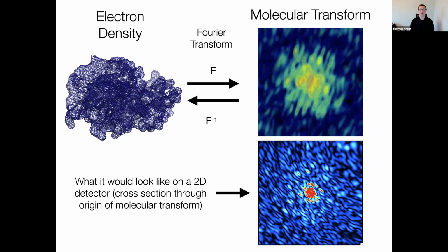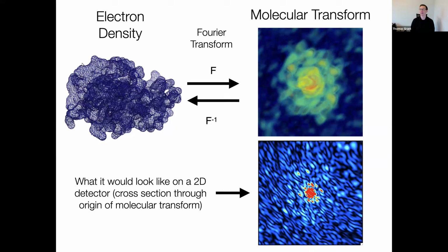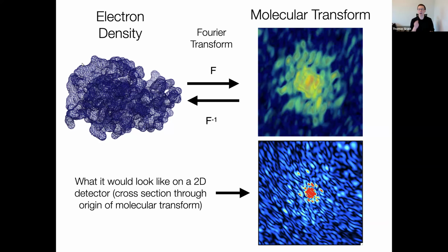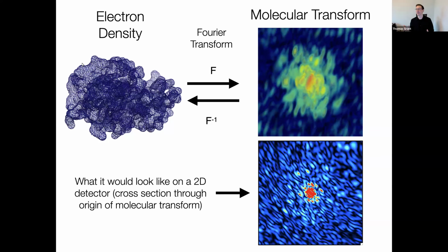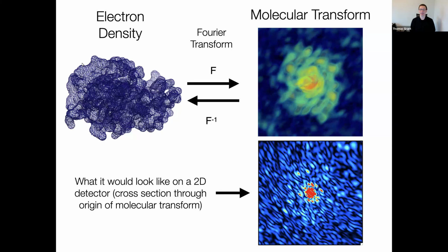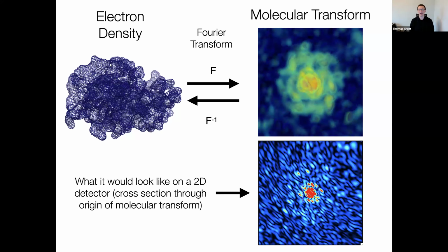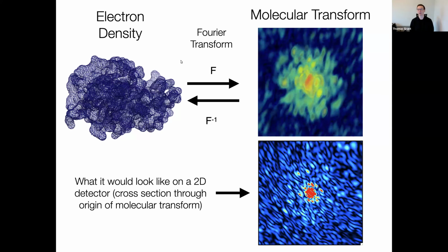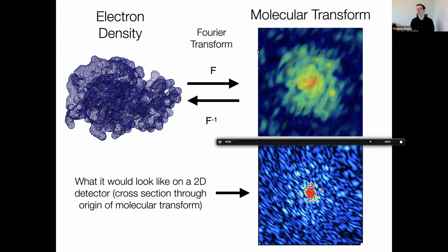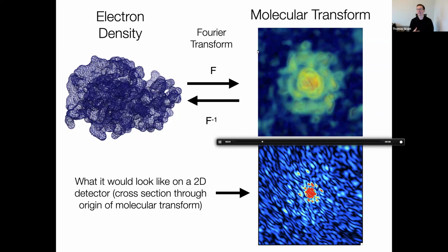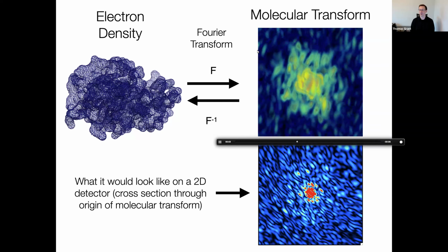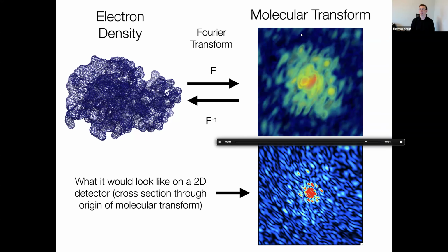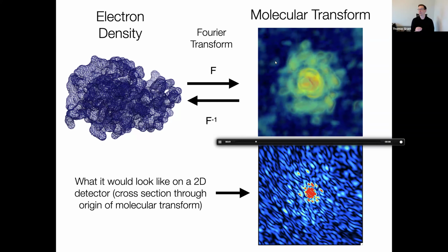So on the upper left, we have a protein molecule represented as an electron density map. So this is a 3D volumetric grid where every point in real space has a value, a density for the number of electrons at that location. And if we can calculate the Fourier transform of this 3D electron density function, we get what we call the molecular transform. And the molecular transform is a complex valued mathematical function that has amplitudes and phases. Okay, every point in this reciprocal space has an amplitude and a phase.